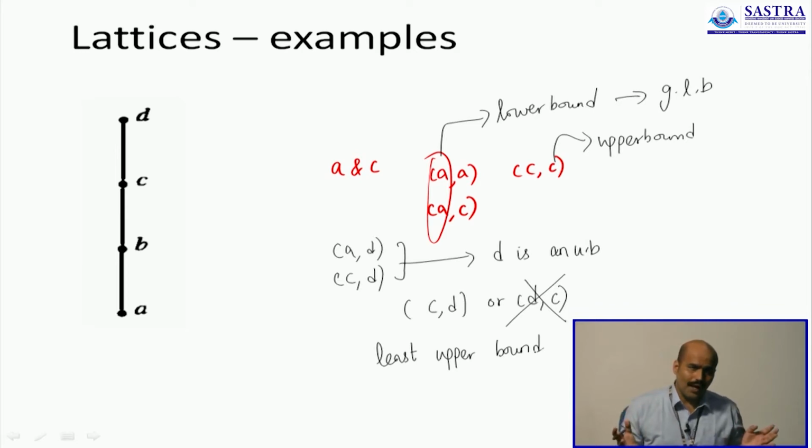You pick two random elements, and you'll always be able to identify both the GLB and the LUB of this pair. Now I've picked A and C. You can extend this exercise, consider BD or CD or AD. You'll always find a GLB as well as an LUB clearly defined, and hence this given poset represented by the Hasse diagram that we have here is actually a lattice.